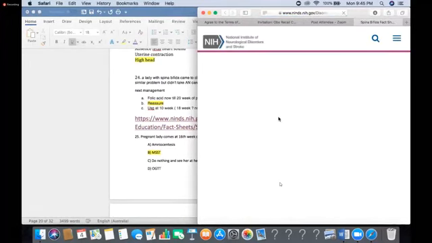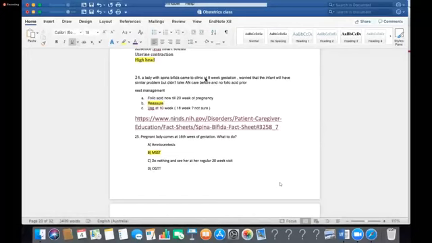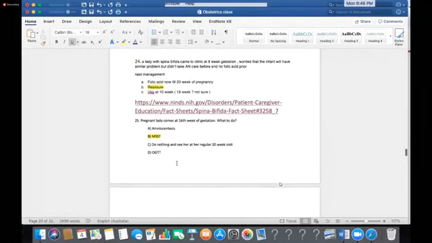So they never do any dating scans or NT scans in Australia, is it? Like they never check for any of those things at around the 10 to 12 week time? Yeah, at 10 to 12 weeks they will do this MSST.